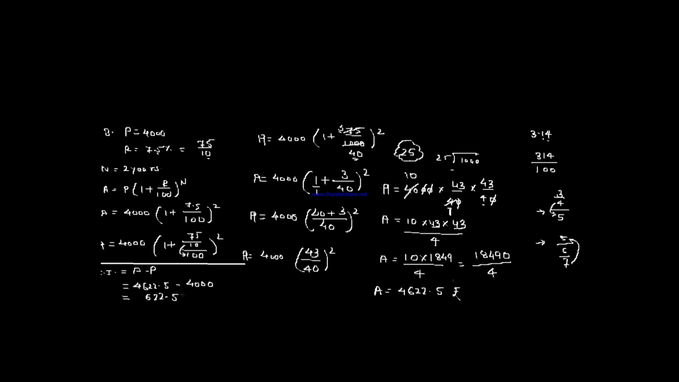You can do the subtraction by yourself. It's quite simple subtraction actually. 622.5 rupees. This is the CI and this is your table sum done over here. Okay.